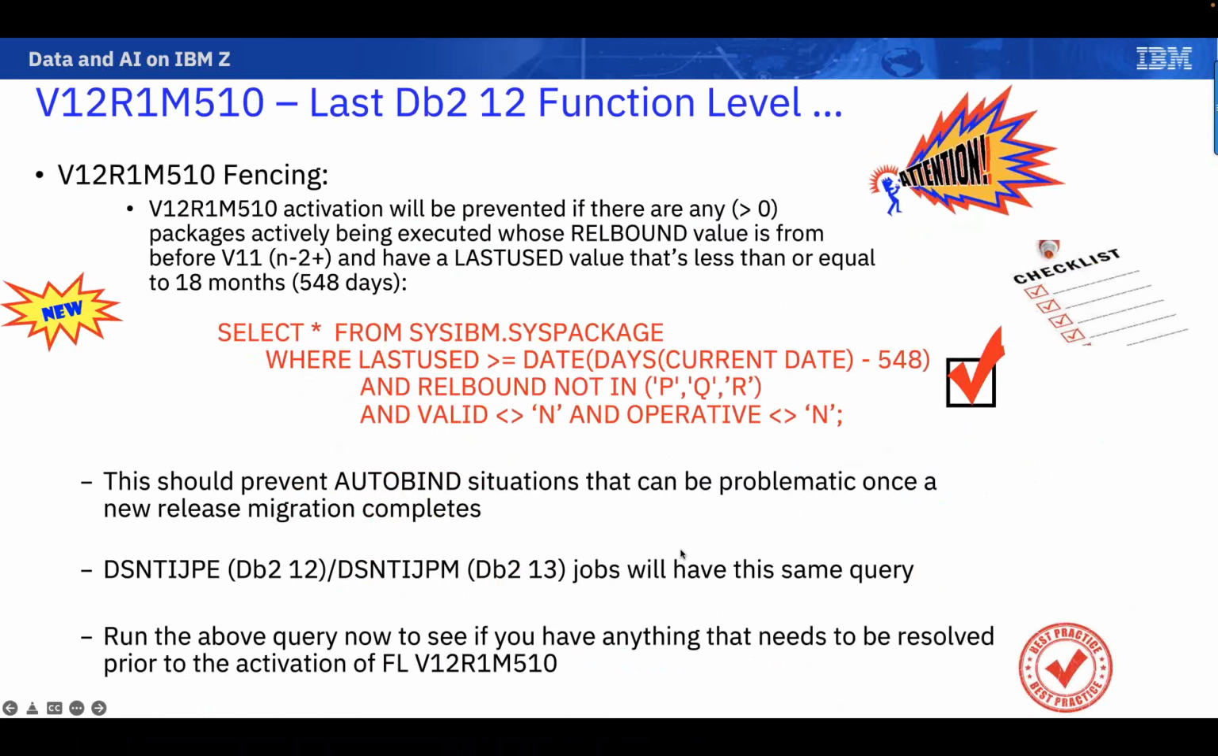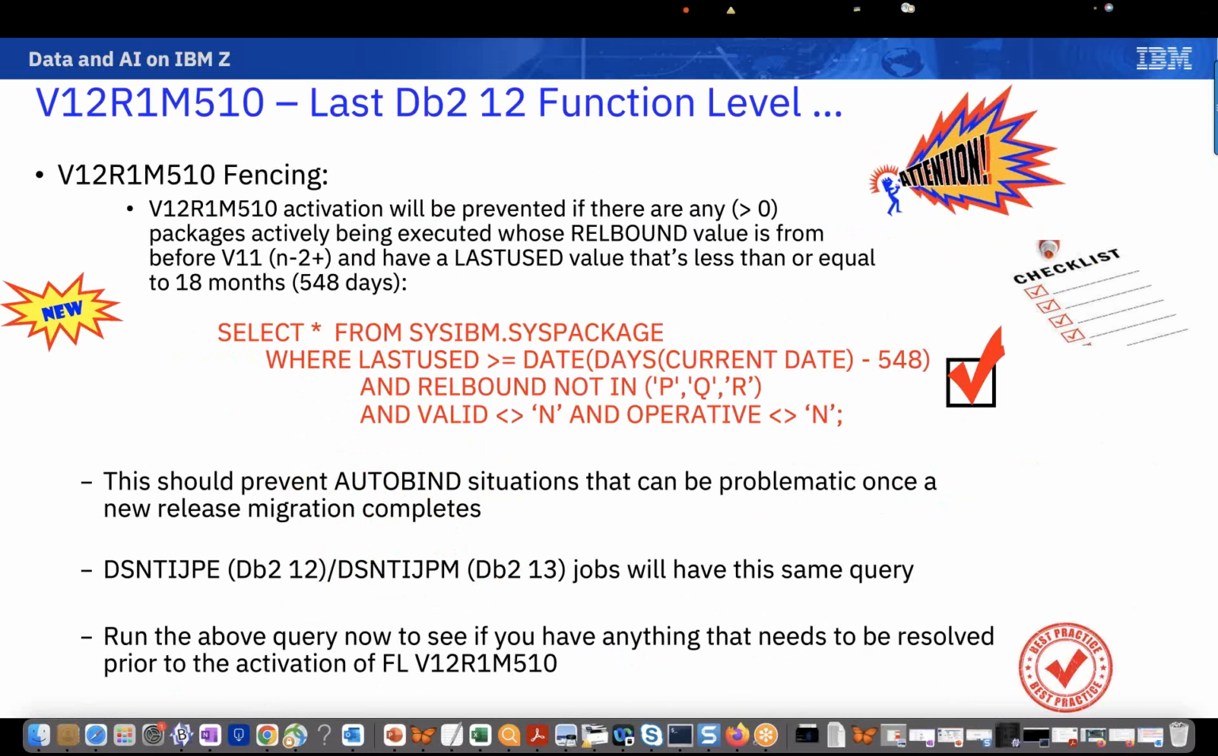Next chart, Anthony. There you go. Okay, thank you. So for function level 510, we have some fencing code in there. We actually want to make sure that you aren't going to have problems with auto-bind situations when you migrate up to the next release. And so we internally have this query that I've shown here to make sure that if you have any packages that are active, that you've actually been running, you rebind those while in version 12 and not when you migrate up to version 13.